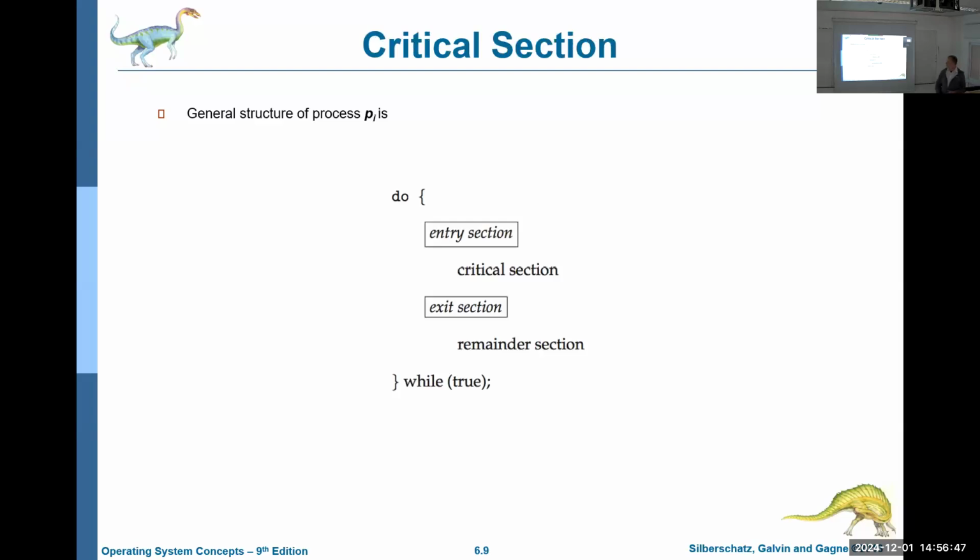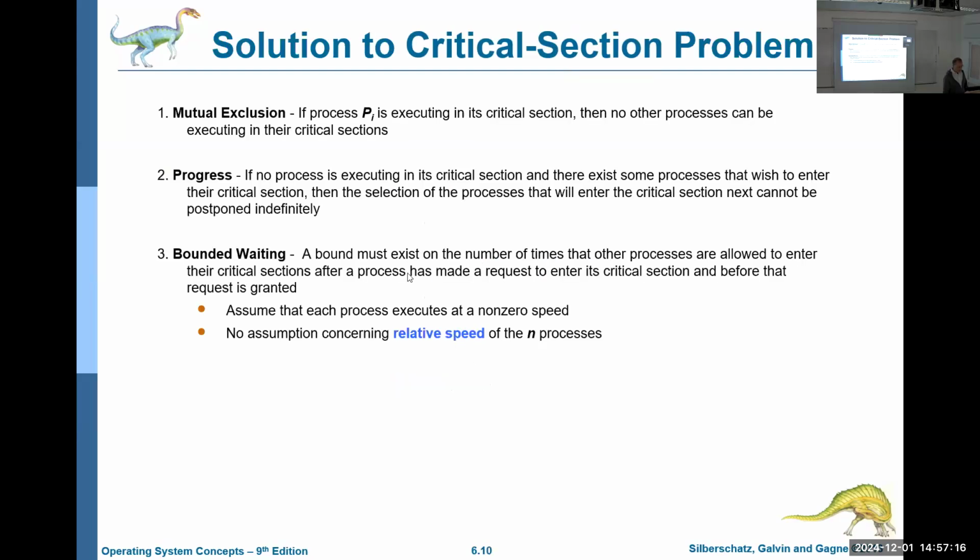So here you see a picture of the same thing. You have the entry section where I decide, should I go in or shouldn't I go in? Then I do the critical actions, in our case, C++, or counter plus plus. I exit the section, and then the remainder section, other stuff in my program. And then I make a while true loop, which means that I'm going to go back to the top again and try to get the critical section again. So those are the sections. Actually, there are 4 sections that we'll talk about.